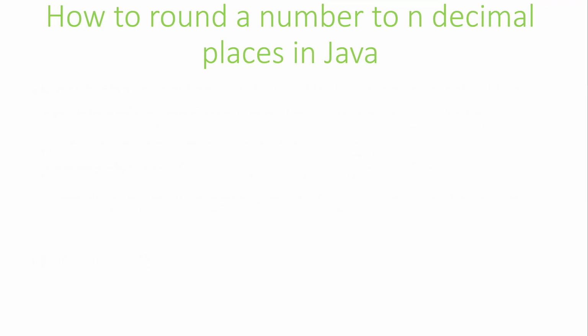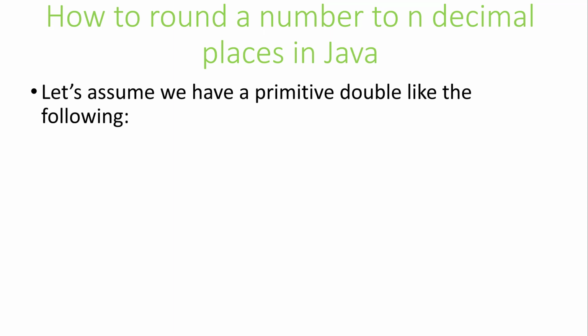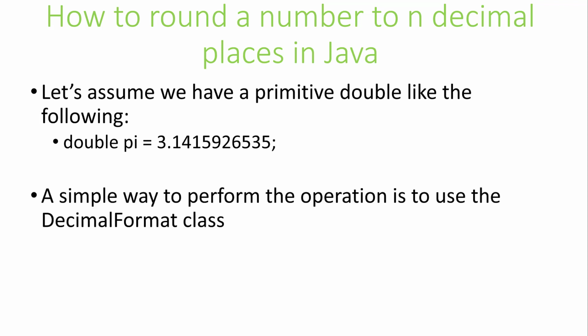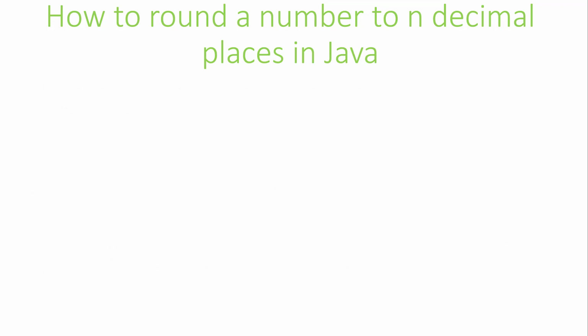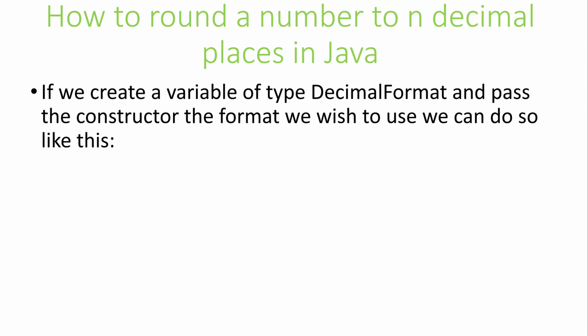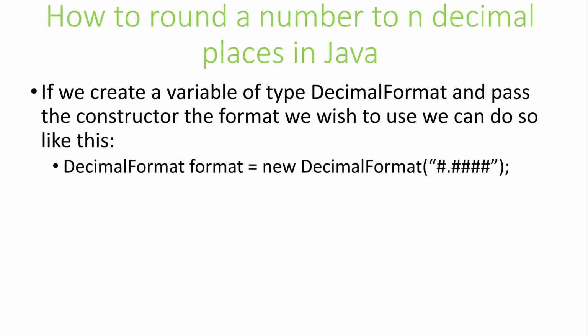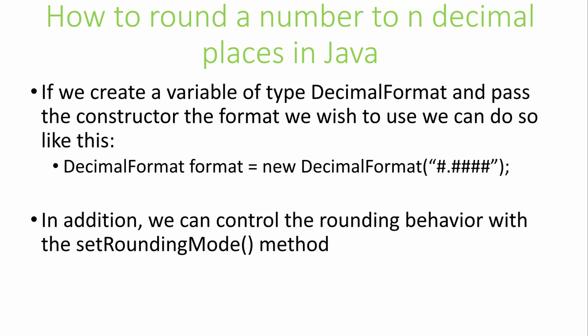Let's assume that we have a primitive double that looks like the following. Pi equals 3.1415926535. A simple way to perform the operation is to use the java.text.DecimalFormat class. The class gives you complete control over the formatting techniques used and the number of decimal places to specify. We can create an object of type DecimalFormat and specify the format we wish to use as an argument to the constructor. We also have control over the rounding behavior using the setRoundingMode method from the class.